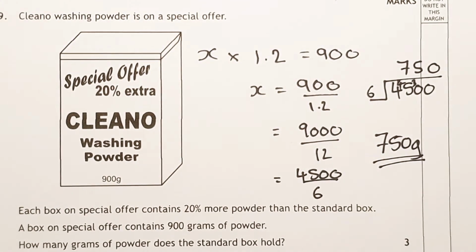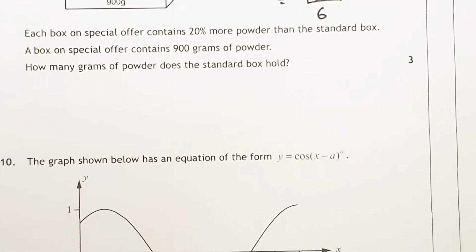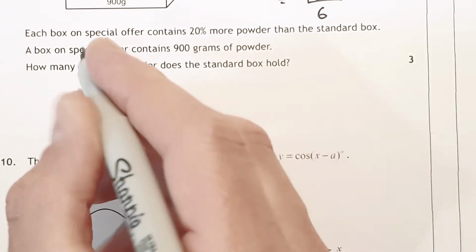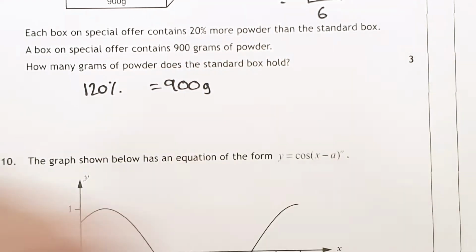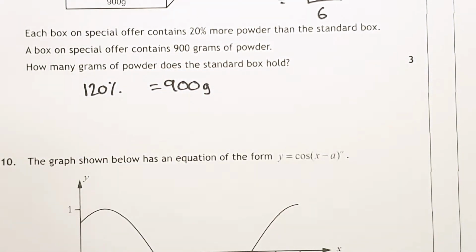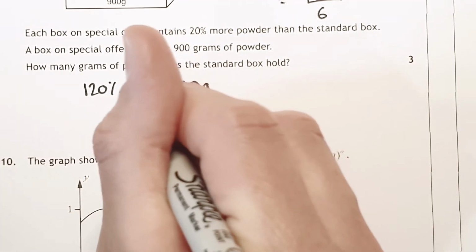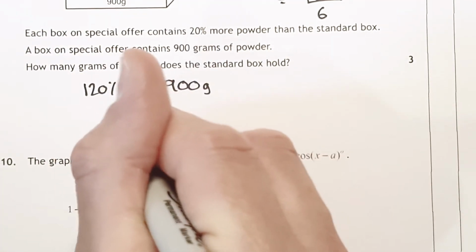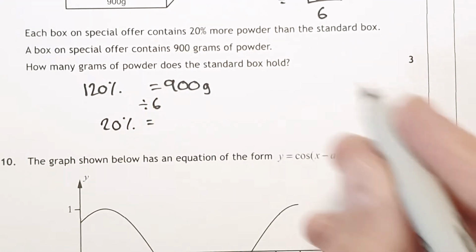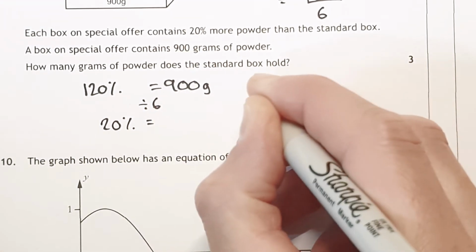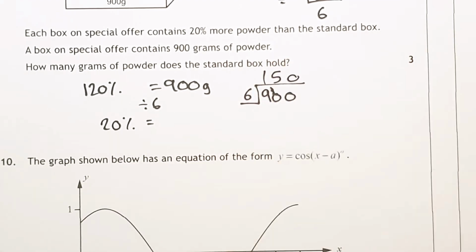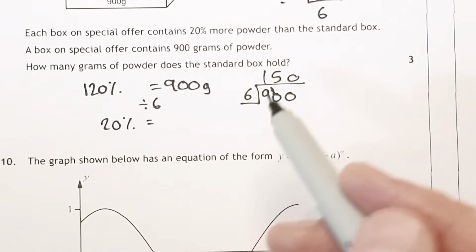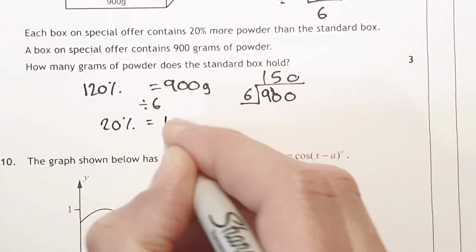So that's one method. Alternatively, what we can do is just a slightly different way of laying it out. It's not drastically different, but we can say that 120% equals 900 grams. So if we divide by 6, we would get 20%. So divide by 6, 20% would be equal to 900 divided by 6. So 6 goes into 9 once, 3 left over, 6 fives are 30, 0 left over. So 20% is 150 grams.